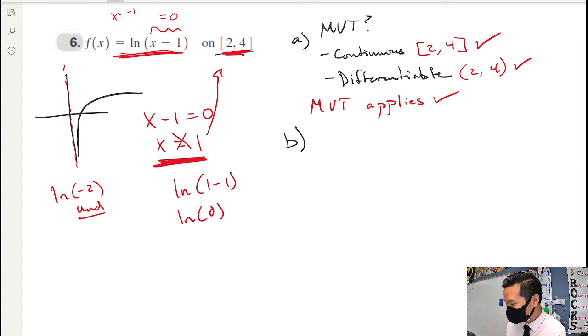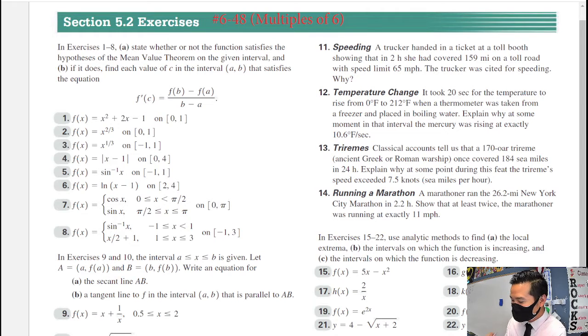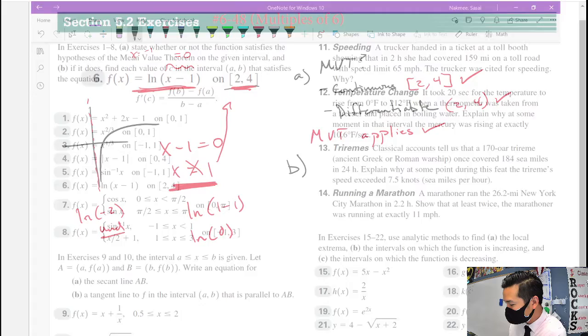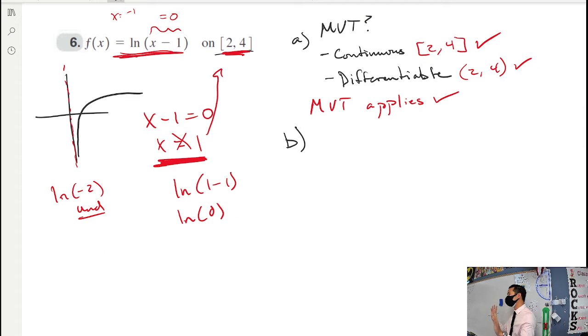All right. So part B says if it does, find the value of c on the interval that satisfies the equation. So part B, we got to do two things. We got to find out this part right here. We're looking for f prime of x such that it equals the slope of the secant line.